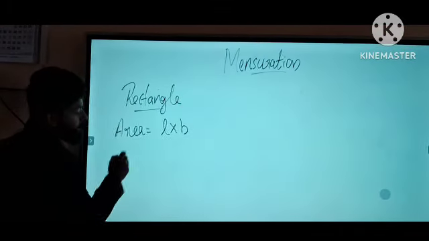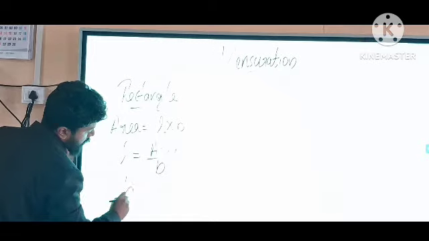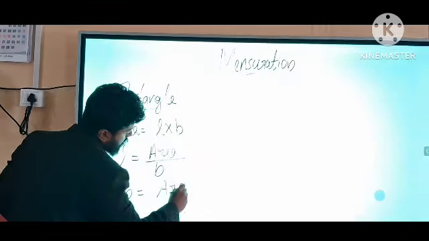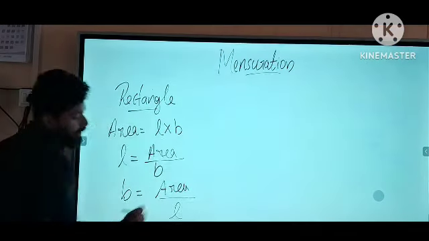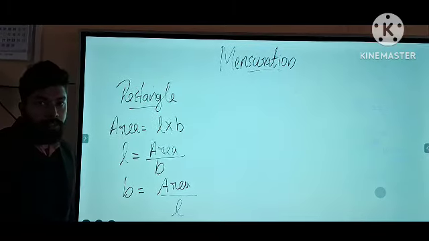From this we get L is equal to area upon B, and B is equal to area upon length. Is it clear to everyone?